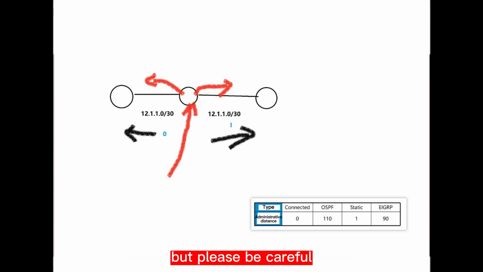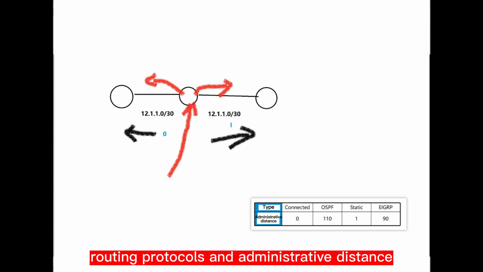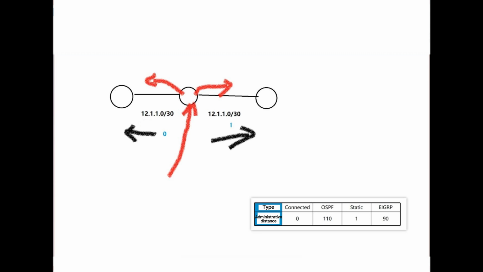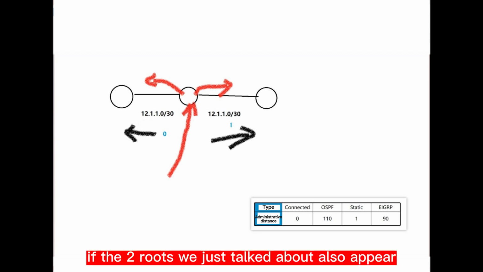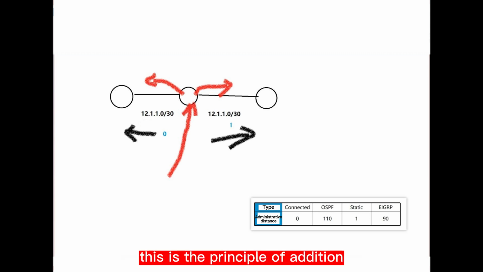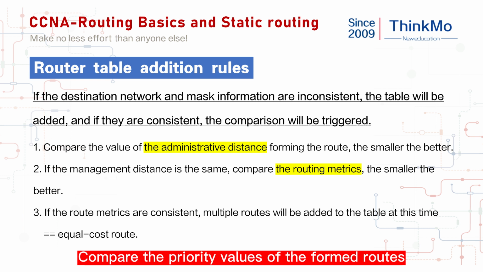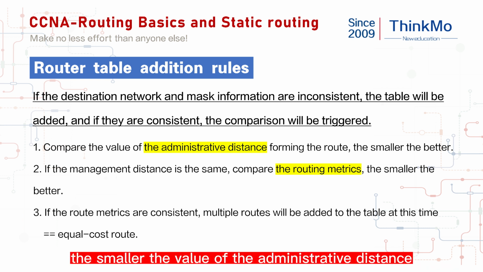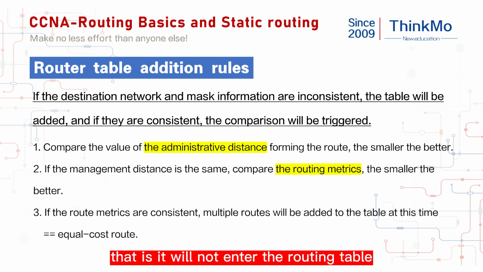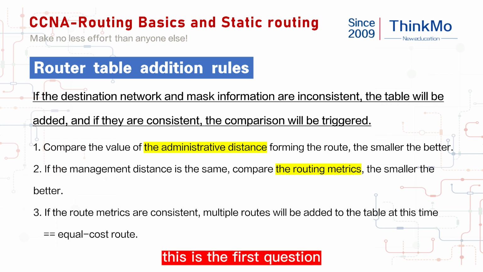But please be careful. Routing protocols and administrative distance are different for devices from different manufacturers. That is, if the 2 routes we just talked about also appear, then only one will appear in the routing table. It's the direct connection on the left. This is the principle of addition. Compare the priority values of the formed routes. The smaller the value of the administrative distance, the better. Winners will be added. Relatively inferior routes will be eliminated, that is, they will not enter the routing table. This is the first question.